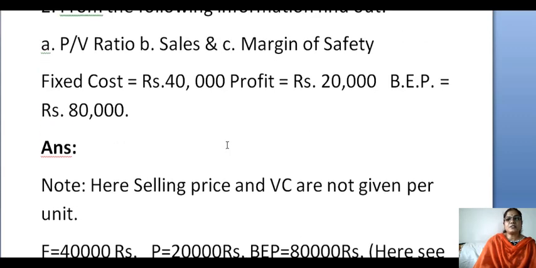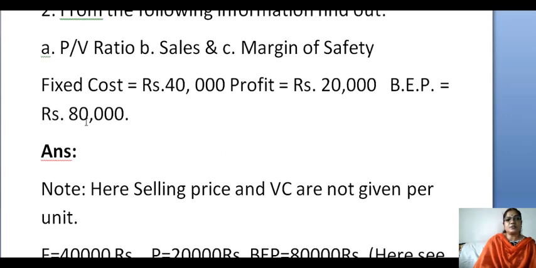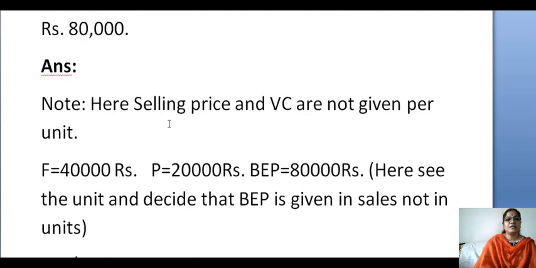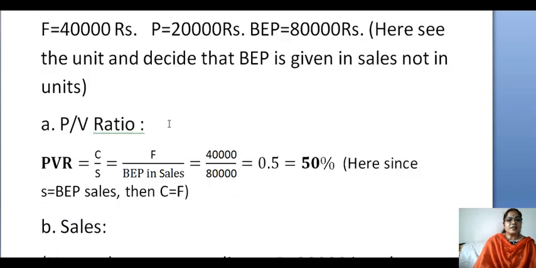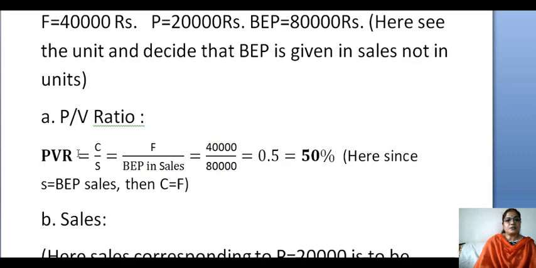Now, BEP is equal to 80,000 rupees. It is given. I already told you BEP can be represented either in units or in rupees. So how to identify which is given? Just see the unit, rupees. So BEP is given in amount or in sales. After deciding that, let us go to the PV ratio calculation.